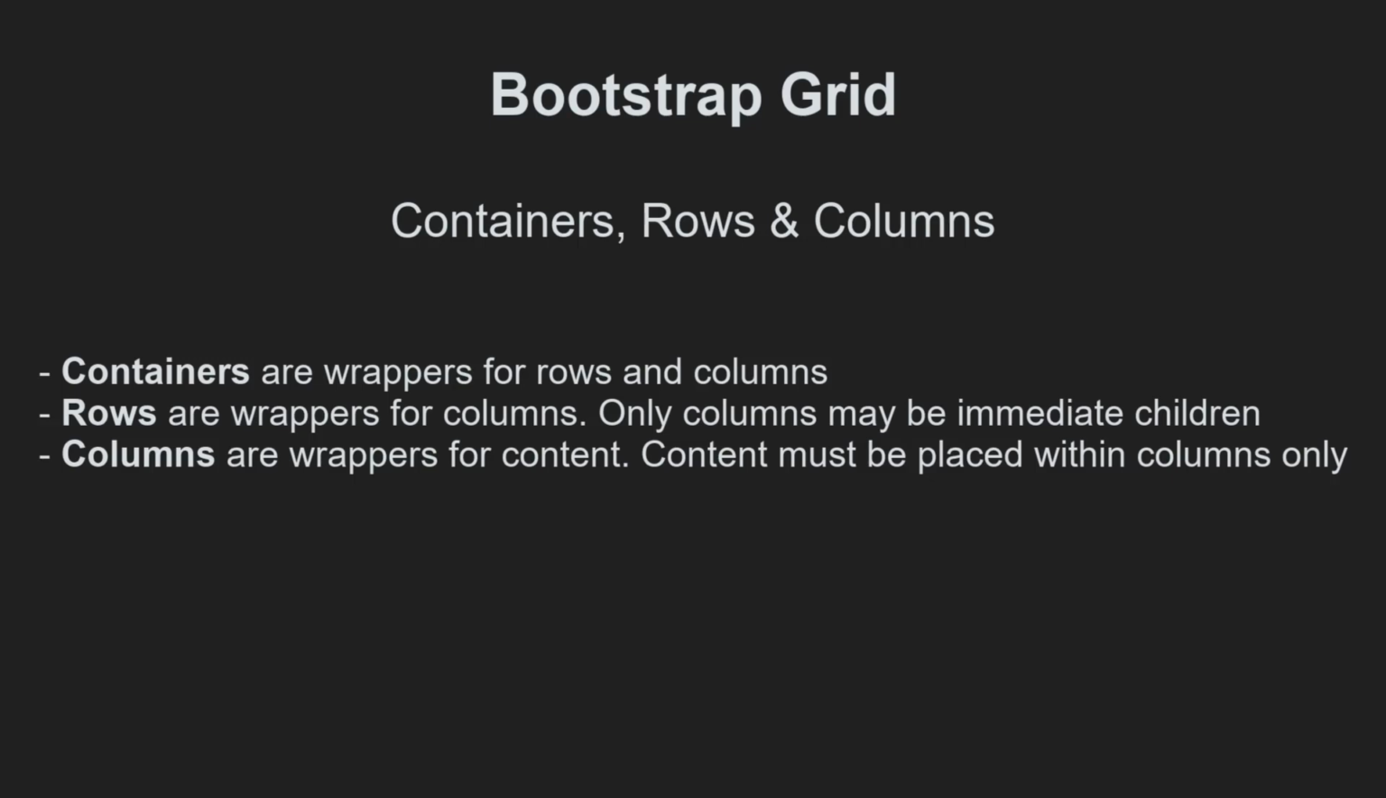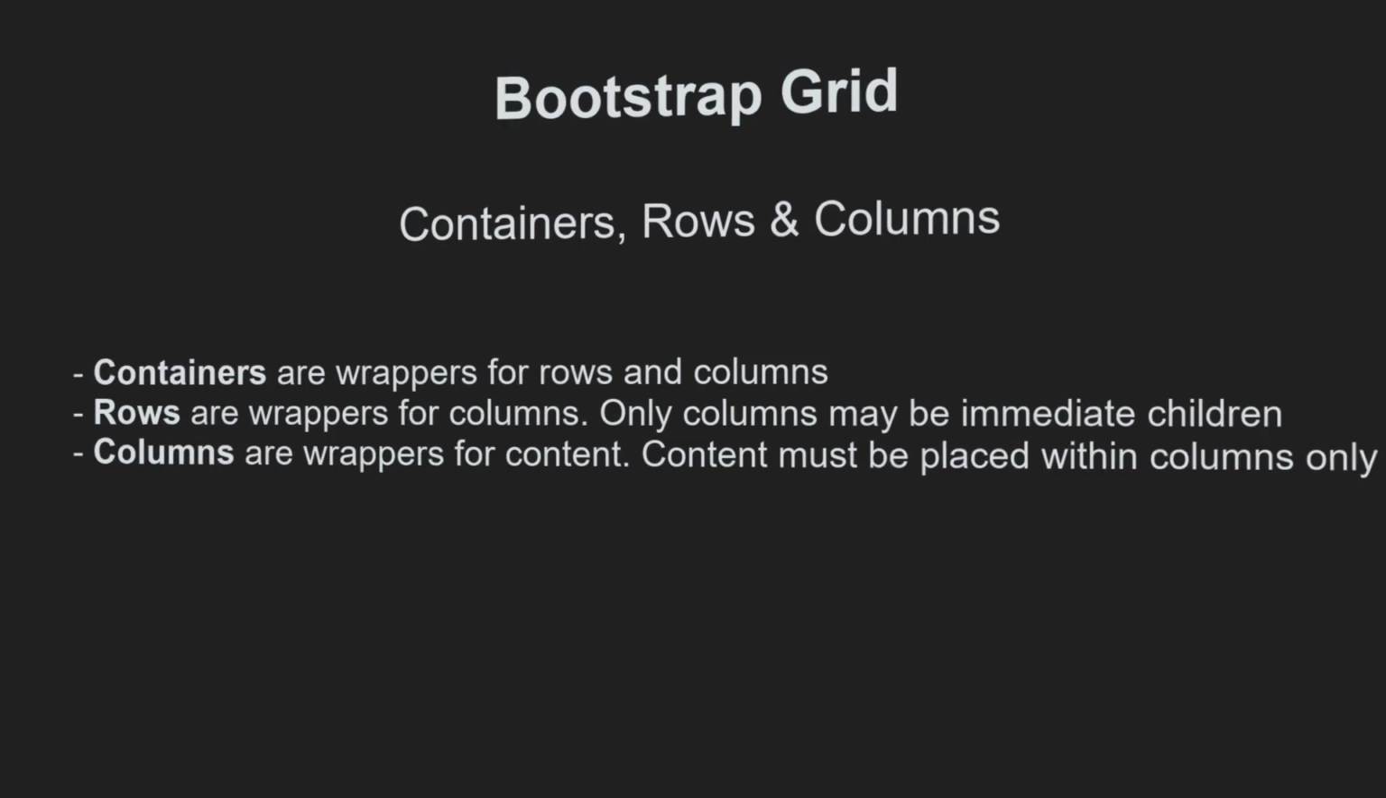There are rules that we need to adhere to if we want the Bootstrap Grid system to work properly. Containers are required to wrap the rows and columns. Rows are required to wrap the columns and only columns may be an immediate descendant of a row. Content may only be placed within columns. Sure, you can bypass these rules and it may even work for you. In that case, do not expect the grid to work properly.